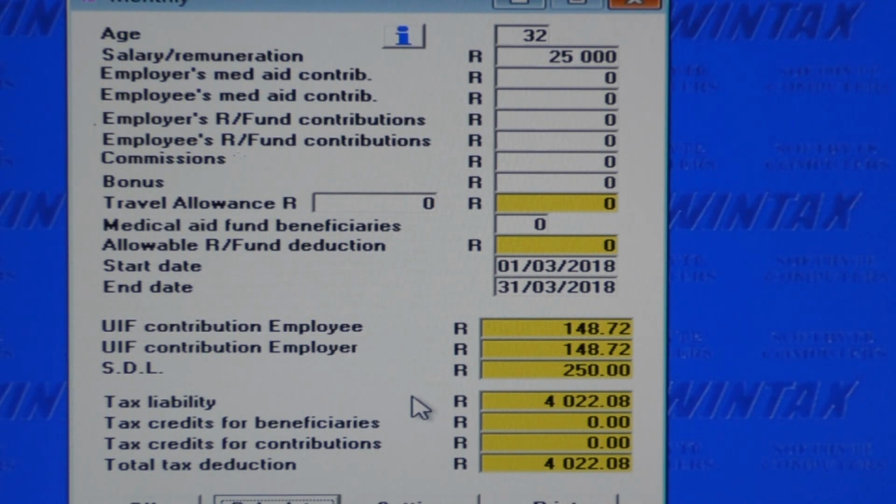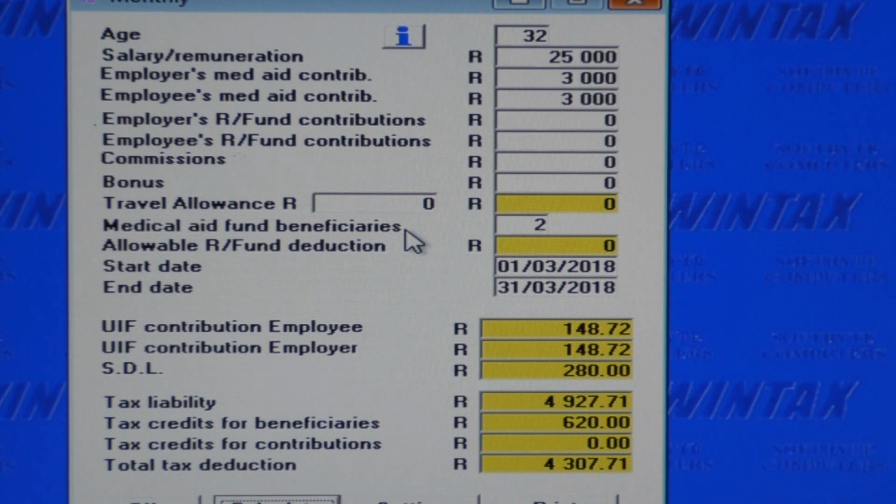Rand on the 25,000. If we then say that the employer and the employee each contribute 3,000 Rand a month to the employee's medical aid fund, and the employee has two beneficiaries, the employee and his spouse, what happens is that the 3,000 Rand employer's contributions is treated as a fringe benefit and is taxable in the hands of the employee. The employee's contributions are not taxable. The employee is thus taxed on 25,000 Rand plus 3,000 Rand fringe benefit.